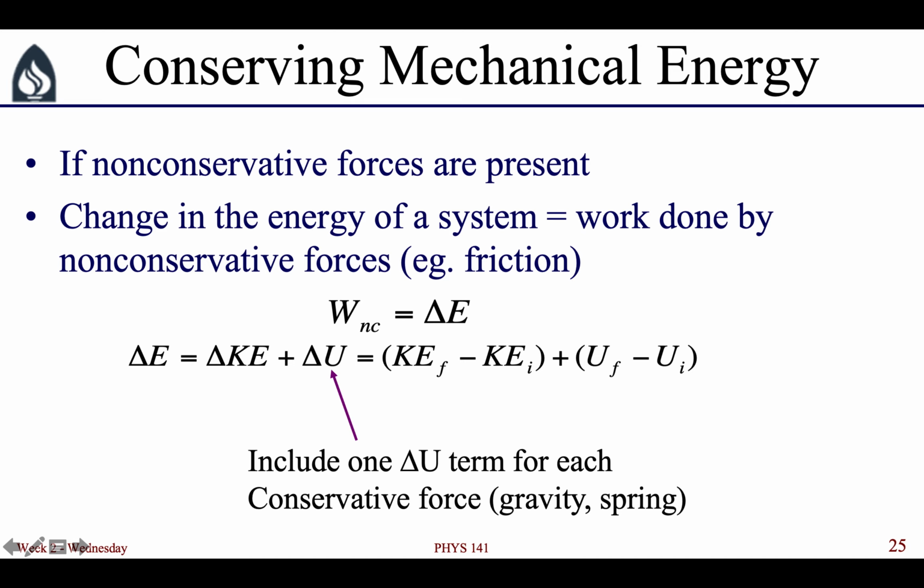Or, putting that out in more terms, the change in mechanical energy of the system, which is equal to the work done by the non-conservative force, is equal to the change in the kinetic energy, or the final minus initial kinetic energy, plus the change in the potential energy, or the final minus initial potential energy. And keep in mind, you're going to need one final minus initial potential energy term for each kind of potential energy that's present in your problem, be it gravitational potential energy or spring potential energy.